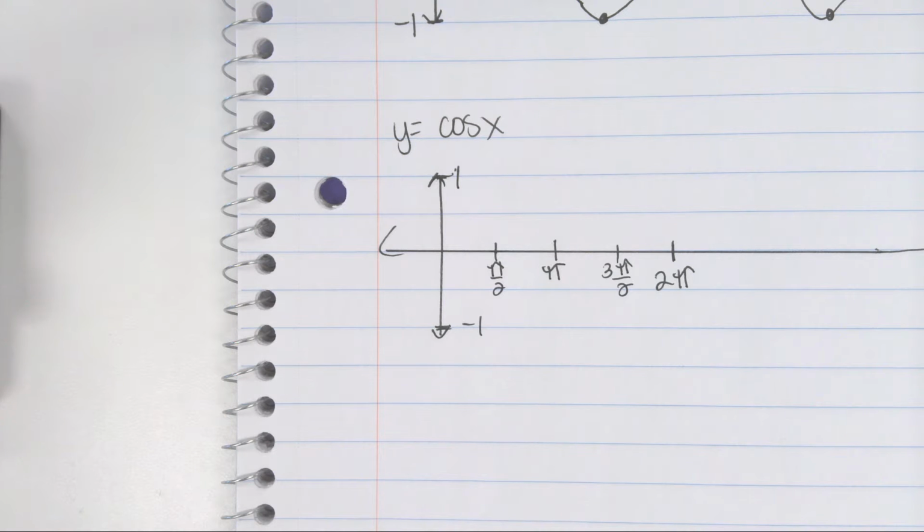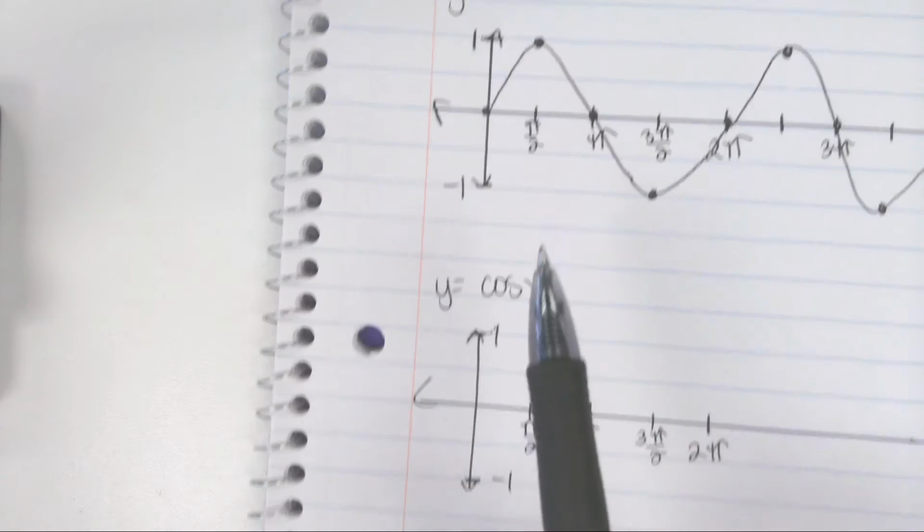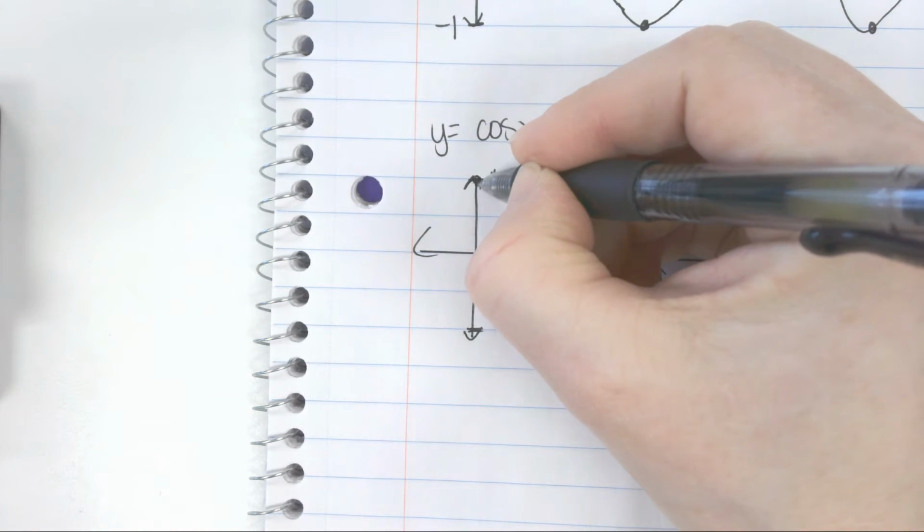So a cosine curve, instead of going through 0, 0, goes through its maximum. In this case, it goes through 0, 1. So we started sine at 0, 0. We're going to start cosine at 0, 1.